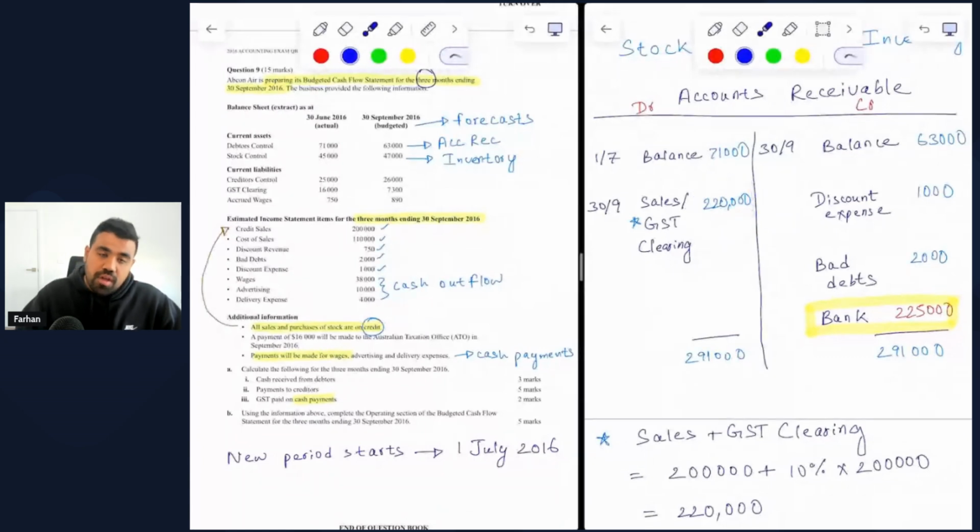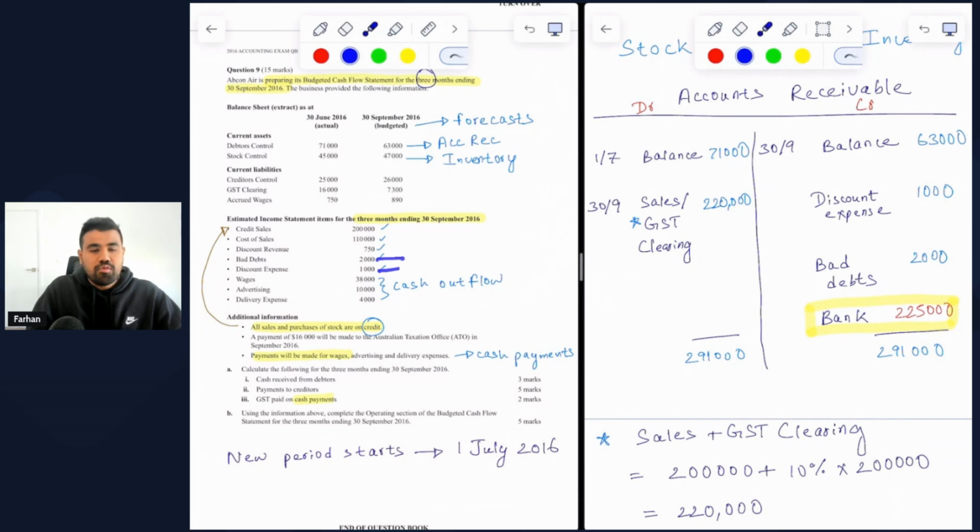Then on the credit side, we have included two items, discount expense and bad debts. Now, these two items are expenses of the business, and all the expenses of the business are reported within the income statement. So you can verify these numbers by checking the income statement, and you'll see bad debts written off $2,000 and discount expense of $1,000.